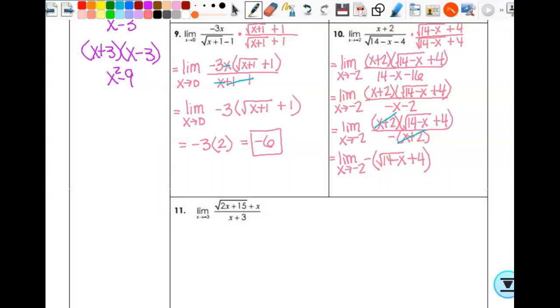Now that I have that, I can evaluate. So I have negative, and then 14 minus a negative 2 is 16. Square root of 16 is 4, plus 4 is 8. So in the end, really, I just have negative 8. Any questions at all? All right, get to that first step again on number 11.